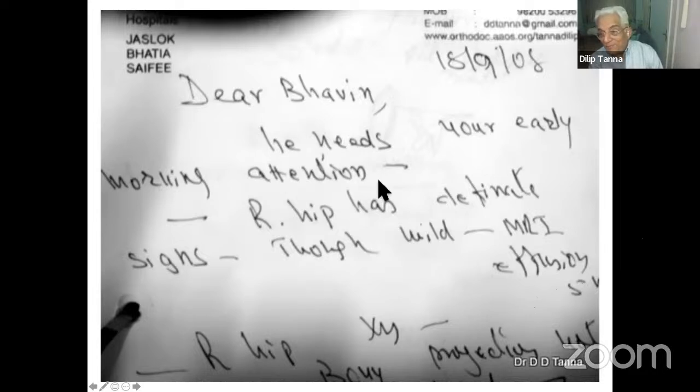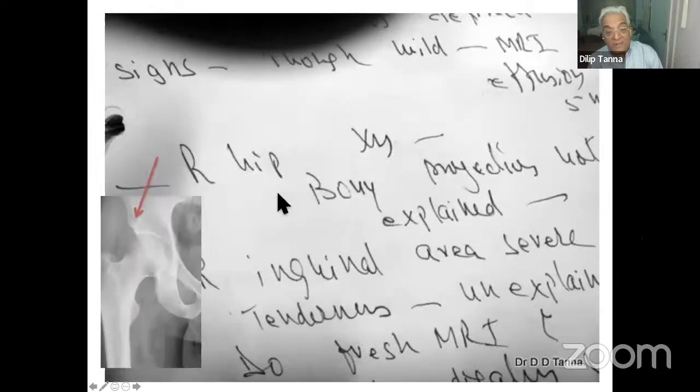Obviously, he phoned me back because he could really read the sarcasm in it. Right hip has definite signs, though mild. MRI effusion. Right hip X-ray bony projection is not explained. Inguinal area severe tenderness, unexplained. So fresh MRI and do what you like. This is what I sent him. Do what investigation you want to do, what you like.